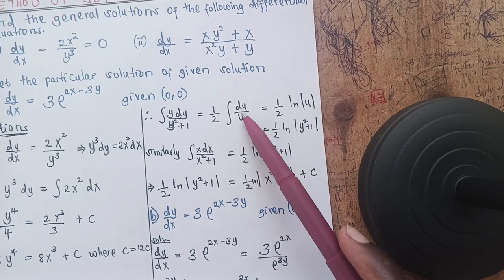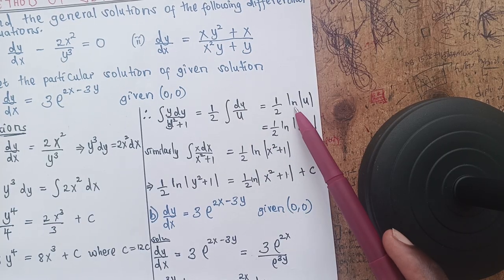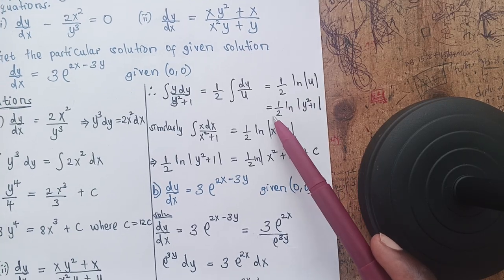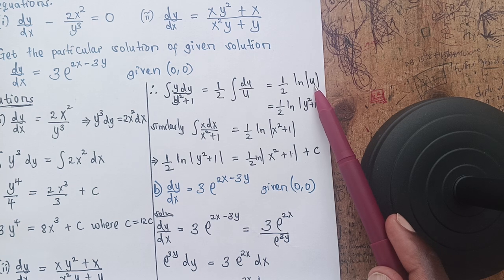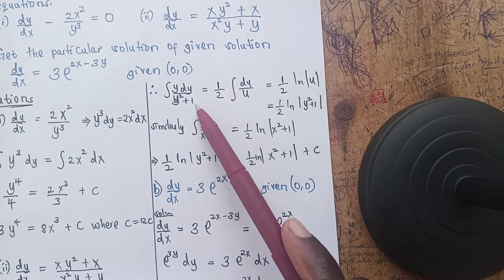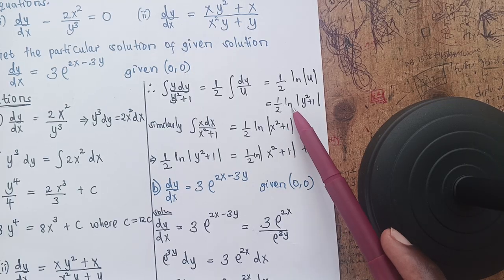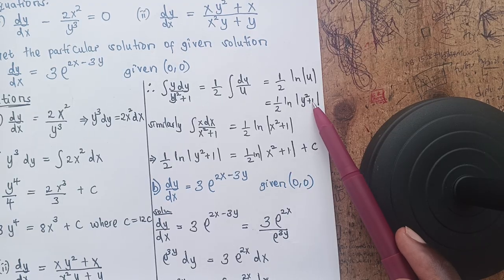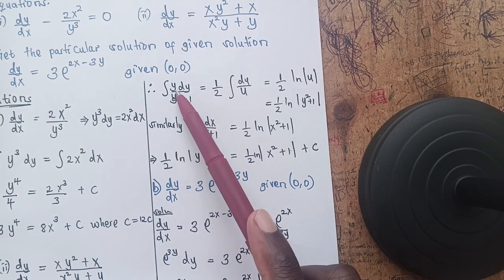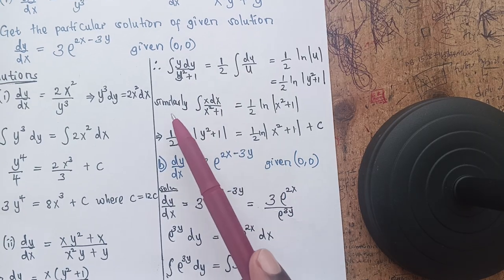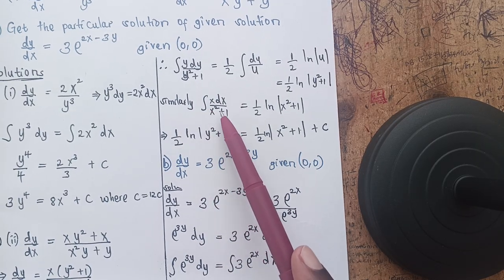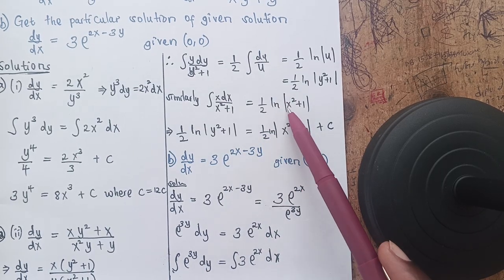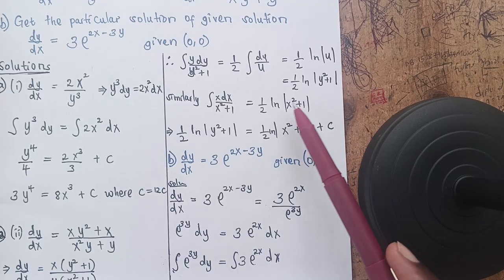If we integrate du over u, it is the same as ln of u. So it's going to be a half ln u. Then the next step is a half ln, because you remember u is the same as y squared plus 1. So it's the same as a half ln of the modulus of y squared plus 1, which is the integration of y dy over y squared plus 1. Similarly, for the integration of x over x squared plus 1, it will give you the same equation, which is a half ln x squared plus 1.